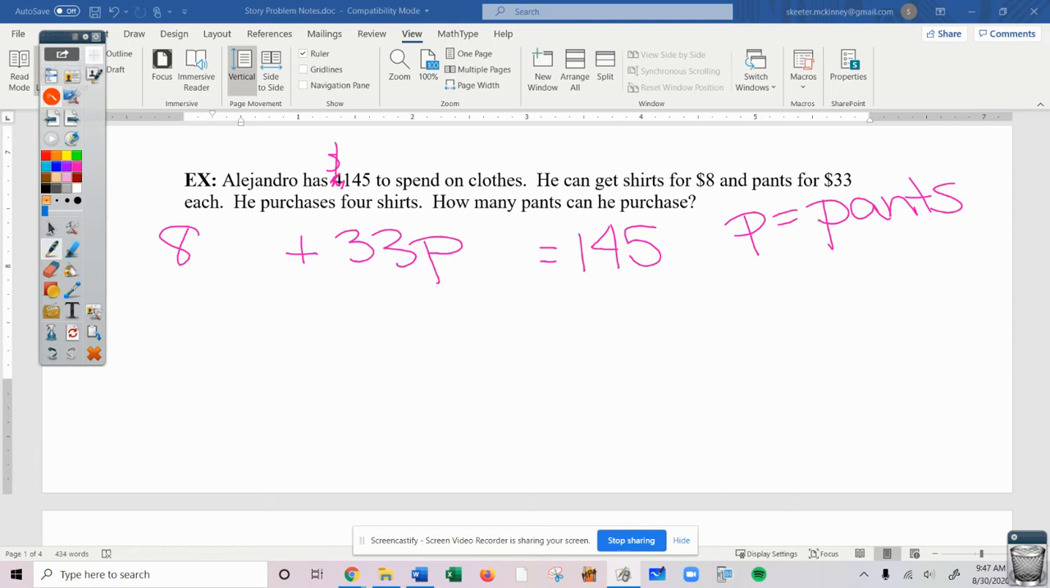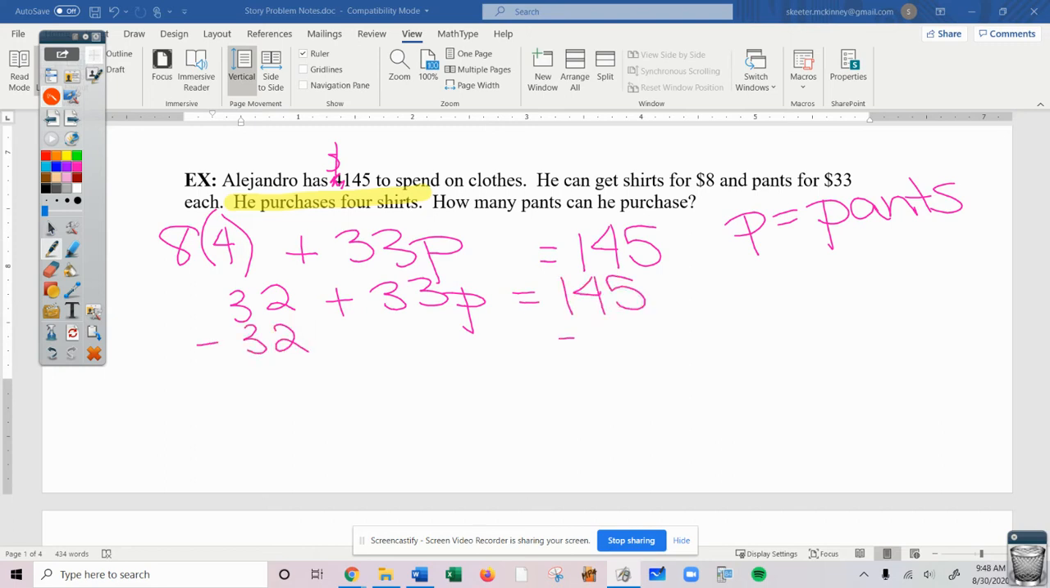Now we can't just start solving yet because there's one more piece in here that we have to consider. It tells us that he purchases 4 shirts. So if he purchases 4 shirts at $8 each, that would be multiplication. That's just hopefully something we know. That's not a story problem thing. You can either replace that 8 with 32, or you could write the 8 times 4. Either way is fine. So now we have 32 plus 33p equals 145.